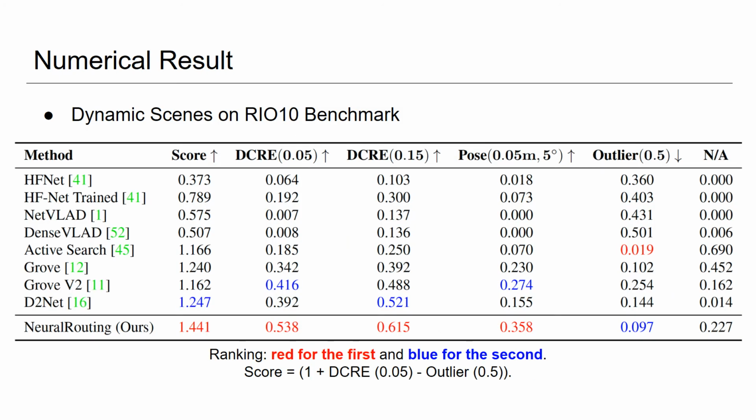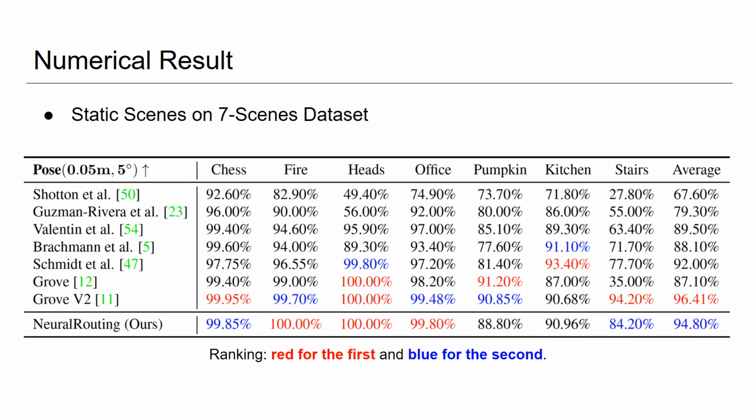In the RIO10 dataset, compared with state-of-the-arts, we achieve the best score. For all the success rate metrics, we rank the first place. We also perform experiments on static scenes. We rank the second place. It shows the generalization ability of our algorithm on static scenes, though it is designed for dynamic environments.